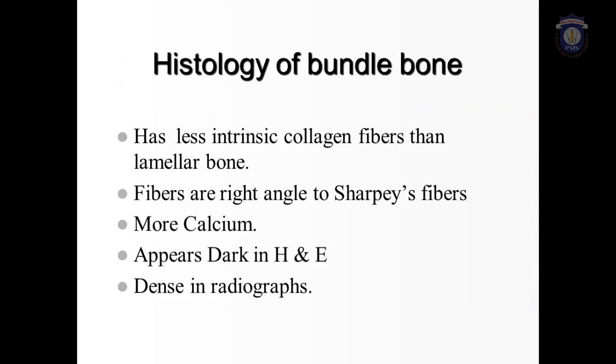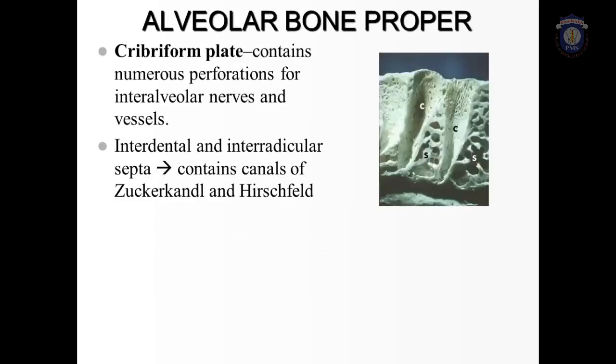The histology of bundle bone shows that it has fewer collagen fibers than lamellar bone. The fibers are seen at right angles to the Sharpey's fibers. It contains more calcium and it appears darker on H&E sections and more dense in the radiographs. That is why this bone is also seen as a white line, which is called the lamina dura.